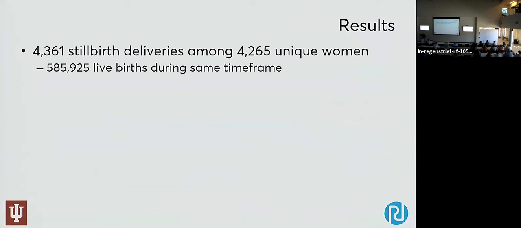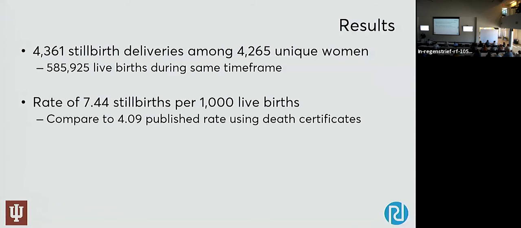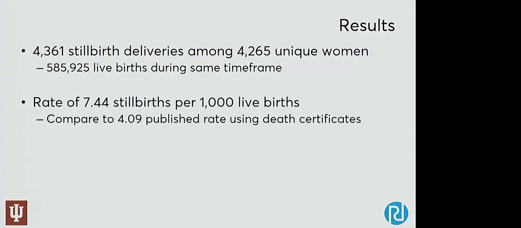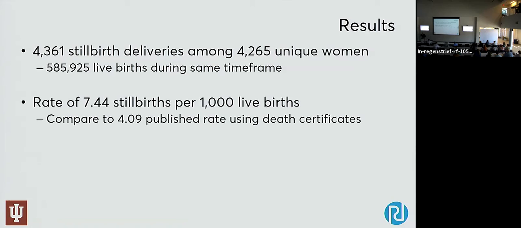So we found about 4,300 stillbirth deliveries among 4,300 women during this sort of 7-year time frame. During the same time frame, there were nearly 600,000 births in the state of Indiana, which means we have a rate of 7.4 stillbirths per 100,000. So this is twice the national average, not just one more per 100,000, like what we would see if we look at the data from CDC.